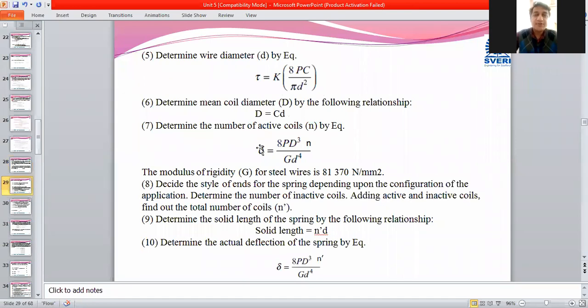Then we have to determine the deflection by means of the equation of deflection, by considering G for that material, that is the modulus of rigidity. Next we have to determine the active number of turns by selecting suitable N conditions. Then we have to determine the solid length by the equation N dash, that is the active number of turns, multiplied by the wire diameter. Then we have to determine the actual deflection when we consider N dash rather than N.